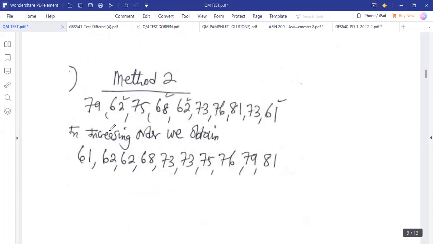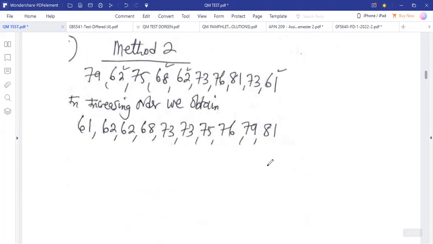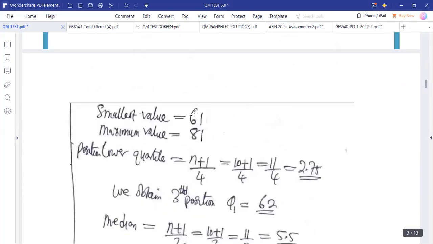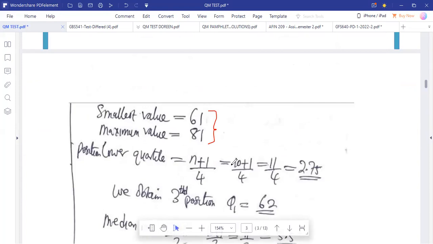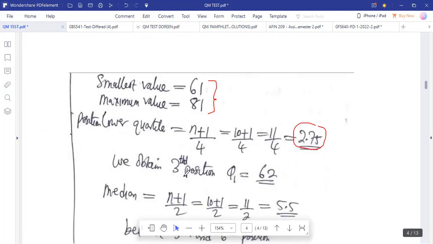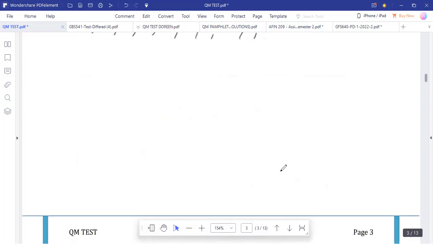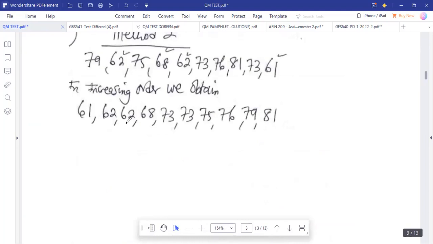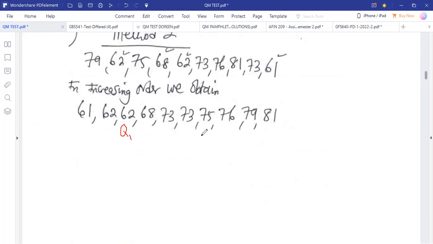So you do the same for method 2. We arrange them in increasing order to find the lower quartile. Extreme values first. The lowest value was 61 and the highest value was 81. So the lower quartile is n plus 1 over 4. Here 10 plus 1 divided by 4, we get 2.75. This one we round off to the third position, which is 62, if we count them: 1, 2, 3. So this is our first quartile.